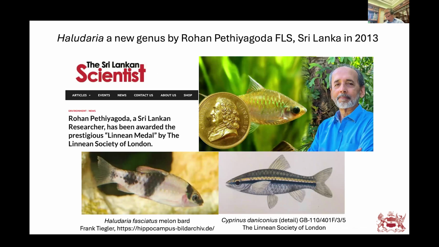Next slide. Yep. And that's over to Mark. Yeah, we're just coming towards the end of the PowerPoint side of things, and quite recently we found out that Haludar was commemorated in a new genus of fish by Rohan Pethiagoda. He has a strong connection with the Linnean Society because he was given the Linnean Medal in recent times, and has a strong connection with the society, with Haludar, and also Indian botany or South Asian botany.